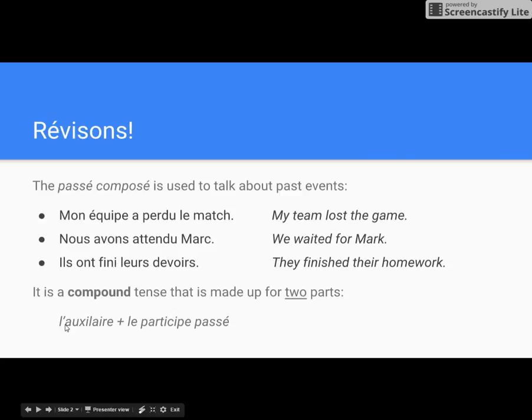Remember, the auxiliaire, avoir, is conjugated to the subject. The participe passé, it doesn't change. It's just a set form that we have to memorize.